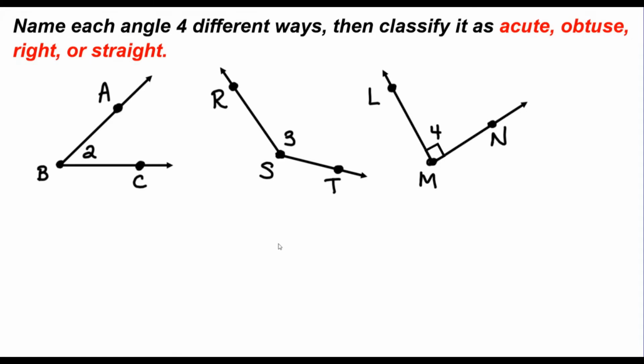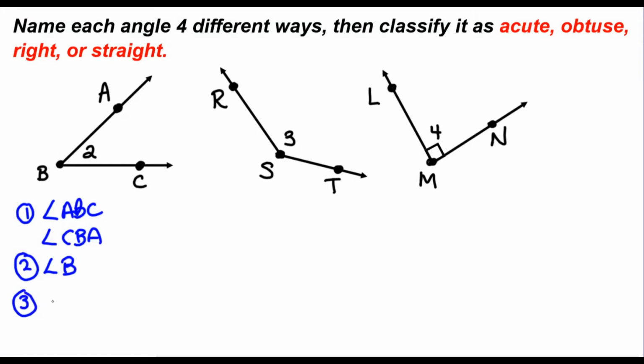So first, let's name this angle 4 different ways, and one of the ways we can do it is using the 3 points on the angle. So we could call this angle ABC, or we could call it angle CBA. We can name it just by its vertex, angle B, or we can name it by its number, angle 2. And what type of angle is this? Well, this angle is less than 90 degrees, so this is an acute angle.